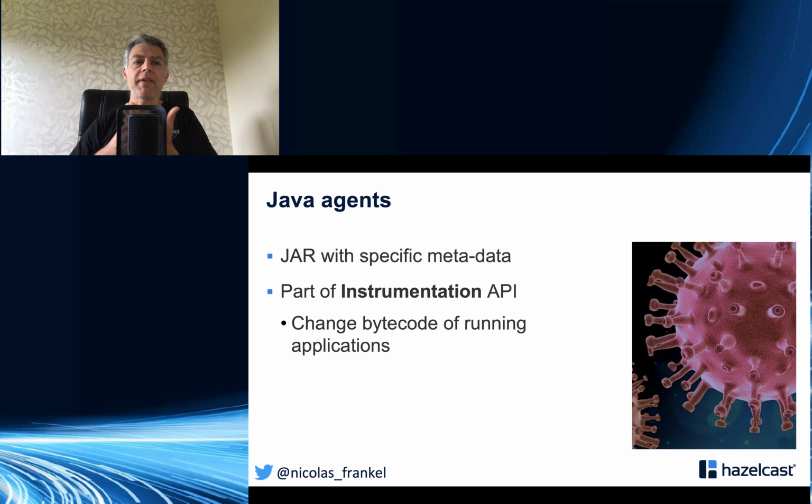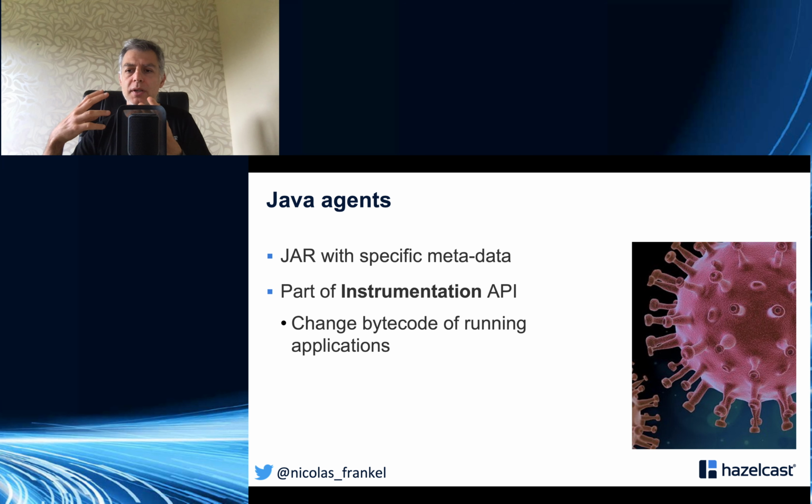And so, Java agents. First, one must understand that Java agents are not like wild beasts. You might have heard the term before. It's just a specific jar. An agent is just a jar with dedicated metadata, and this metadata is in the manifest.mf. And this is part of another API called the Instrumentation API. The Instrumentation API allows you to change the bytecode of a running application.